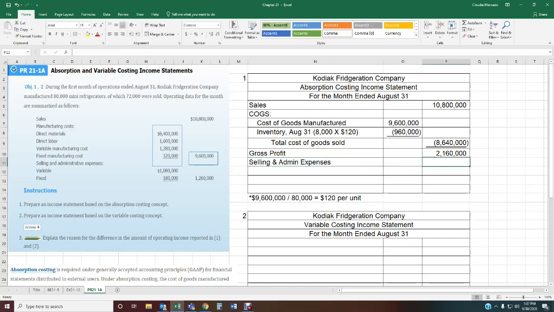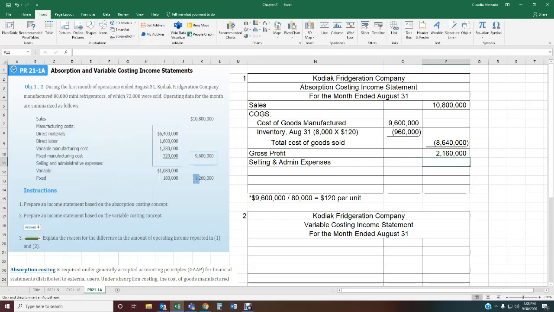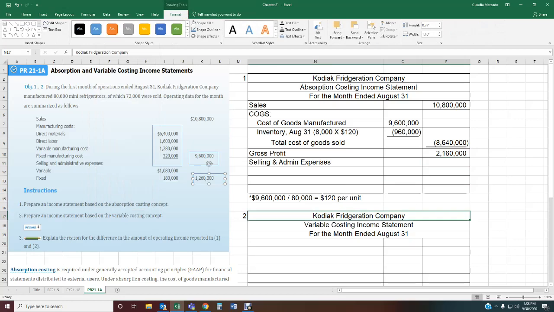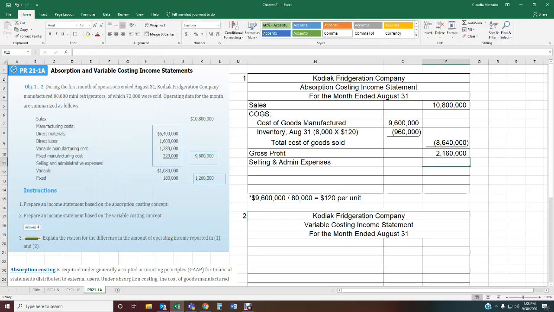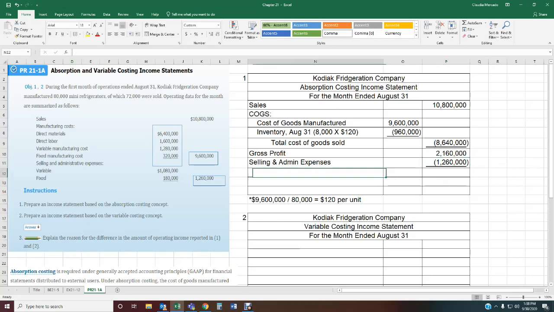Okay, I have total selling and admin expenses of $1,260,000. This is money that I've spent, so that's going to be a deduction of $1,260,000. And then I can finally calculate my operating income. Your operating income is going to be your gross profit minus your selling and admin expenses, and that's going to give you operating income of $900,000.